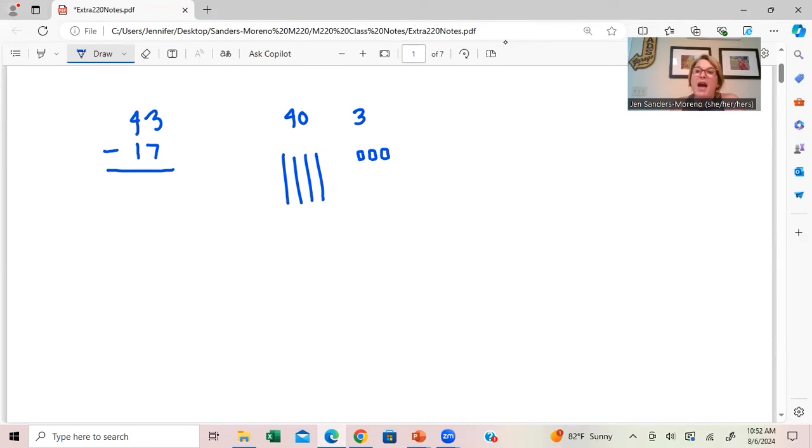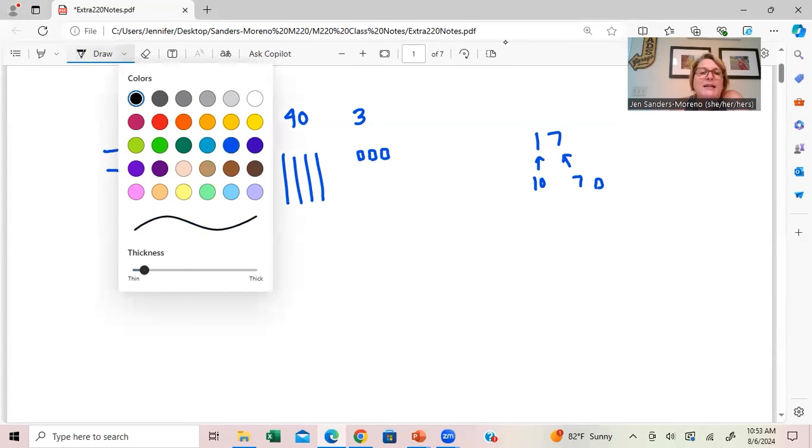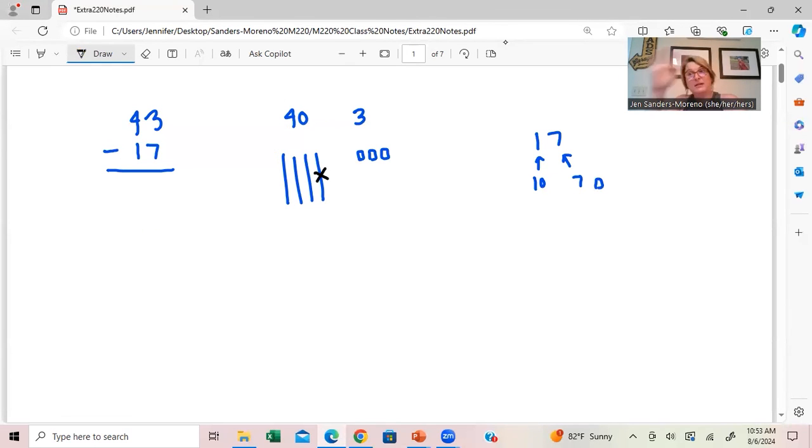Now we ask our students, how many do you want to take away? They're going to be like, great, I can do this. We need to take away 17. So I need to take away 1 stick, so 10, and I need to take away 7 of those little cubes. Okay, they come over here and they go, oh, I don't have it. At this moment when they don't have it is when they trade. And how they trade is they're going to have their partner take 1 of these sticks. So that 1 stick is gone, and it's going to trade for 10.